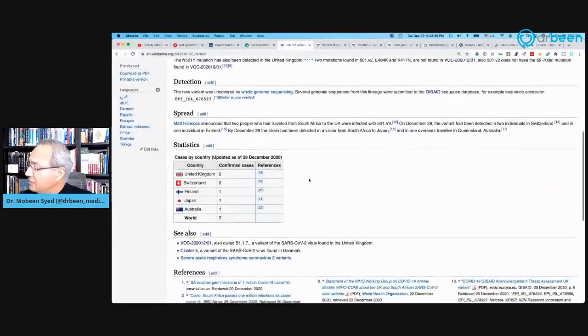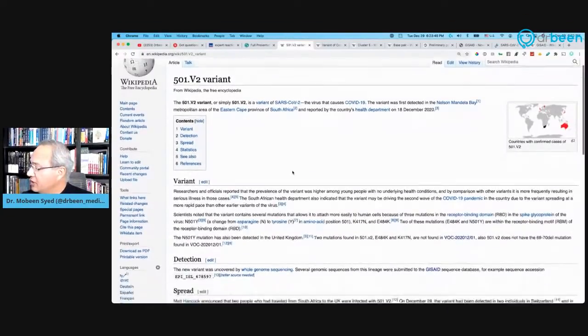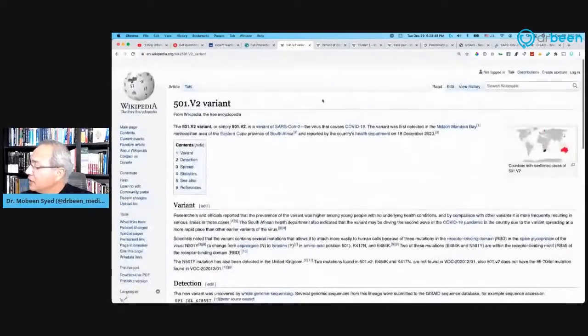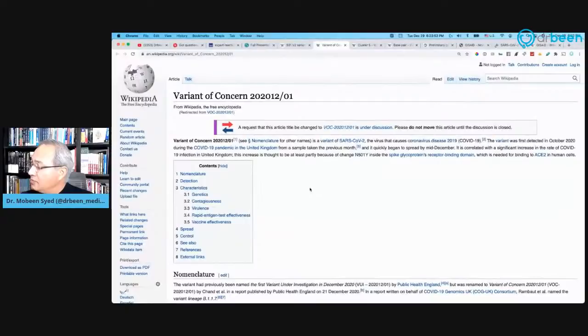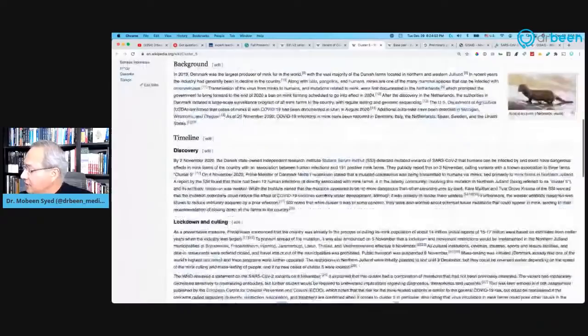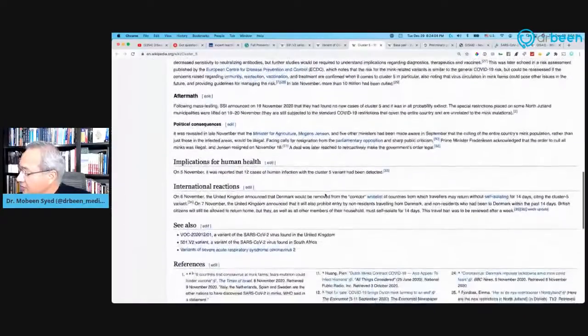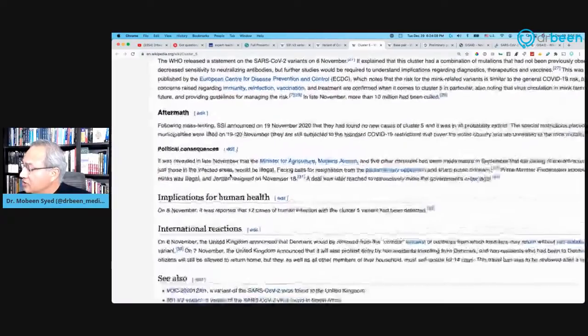Here is a quick article about the 501Y.V2 variant from South Africa and some more data here. This is the variant from the UK, and it is interesting that if you look at the cluster 5 variant, this is the mink variant, and if you see down here, a couple of things that were interesting for me. Number one, political consequences.